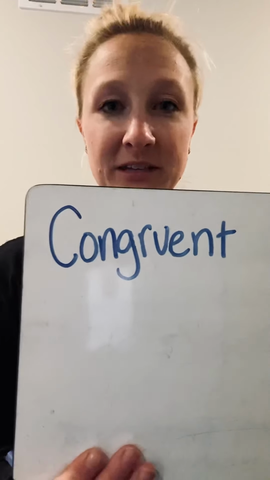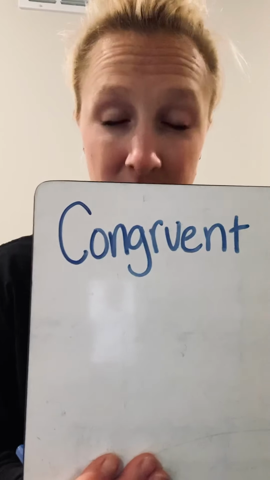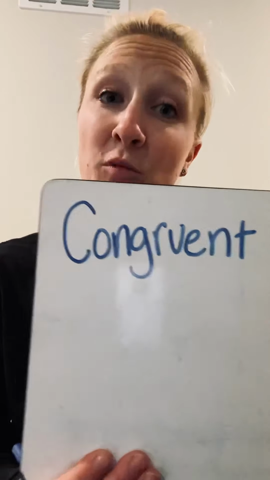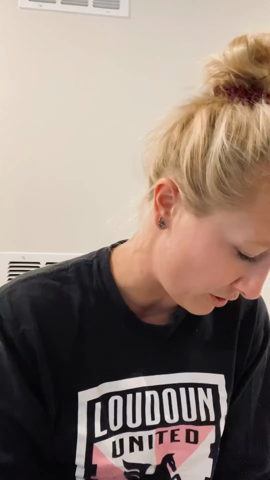So the last word you're going to be learning from me is a word you most likely have not heard before. This is the word, try to pronounce it. It is pronounced congruent. What the word congruent means in math is if you have two shapes, they have to have two things in order to be congruent.